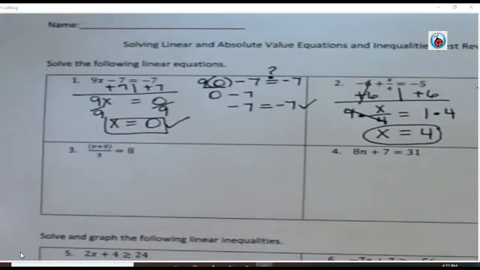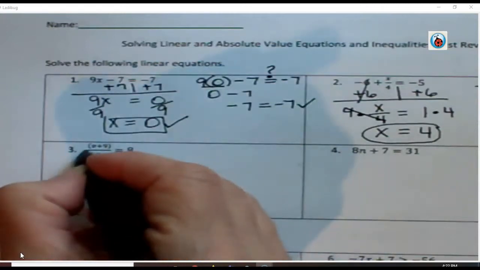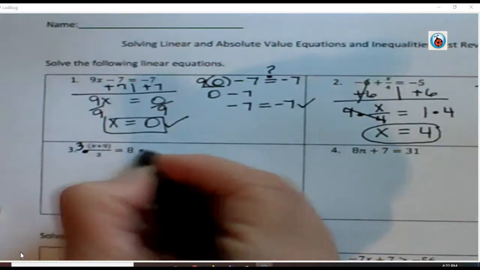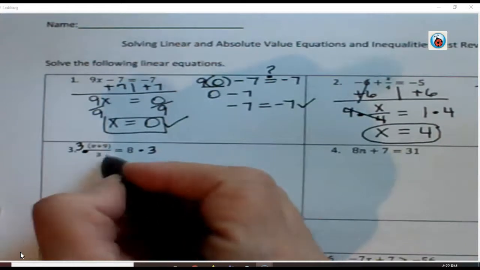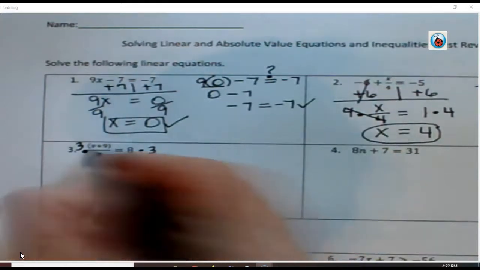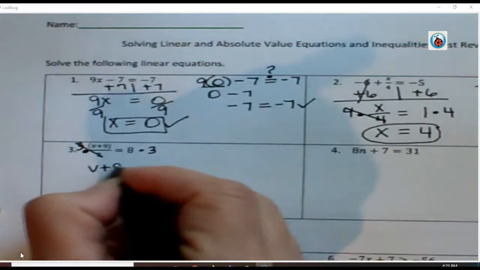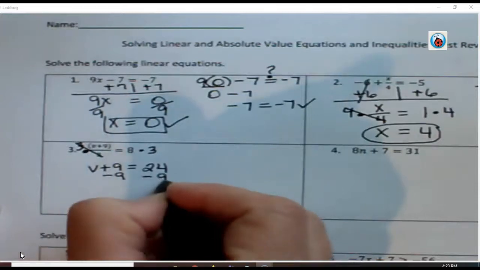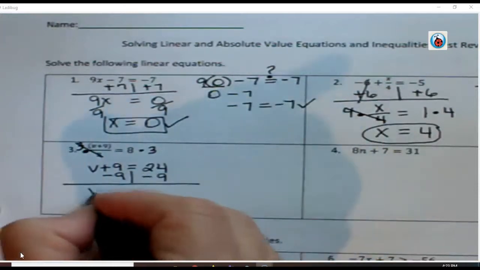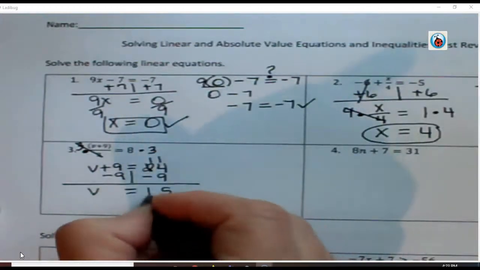Let's go look at number 3. You've got a fraction here, so let's go ahead and get rid of the fraction. I'm going to multiply this by 3 and this by 3. Normally you do the parentheses, but there's nothing next to the parentheses, so we're not going to have to do anything. You can actually just pull it straight out. That right there is 1, so I've got b plus 9 equals 24. I'm going to subtract 9 from both sides. And I get b equals, let's see, 24 minus 9 is 15.